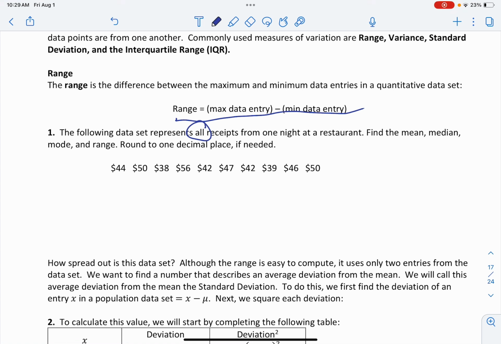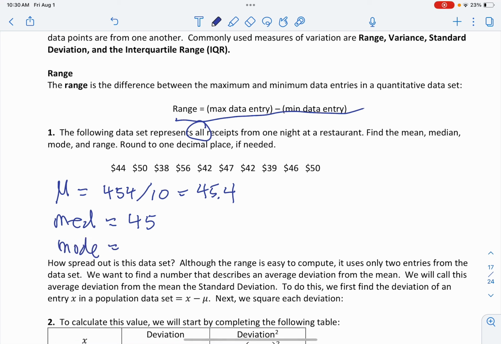Okay, so the mean, for population mean, remember we use mu. So we've already done this, so I'm not going to waste time calculating it. If you add them all up, you get 454, and there are 10 numbers. So the mean is 45.4. Okay. And then the median, if you put them in order, find the middle one, you'll get 45. You can practice that on your own if you'd like. And then mode, there's two of them, 42 and 50, both repeat twice.